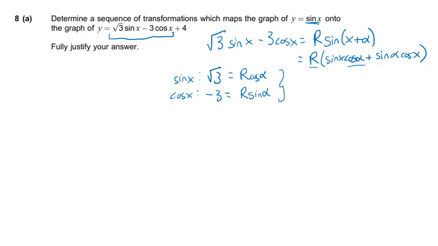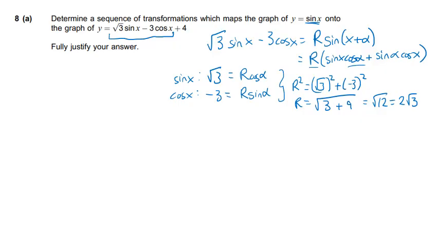So putting all that together, if we square and add these, we get that r squared is equal to root 3 squared plus minus 3 squared. So r is equal to the square root of 3 plus 9, which is root 12, which is 2 root 3. Okay, you may have just remembered that was the formula. Because what we've used here when we squared and added is sine squared plus cos squared is 1.